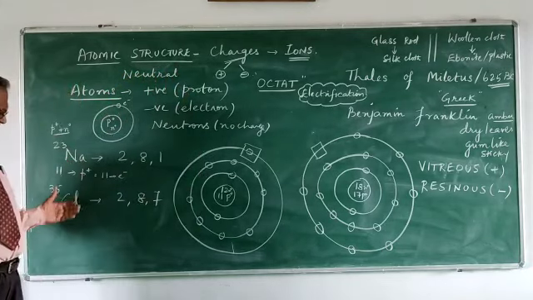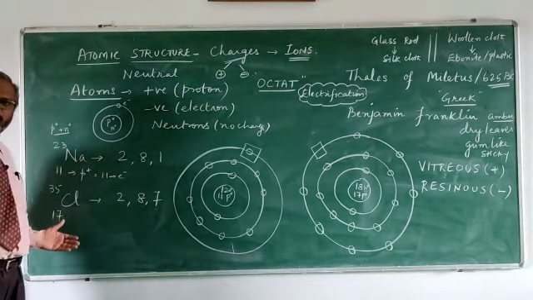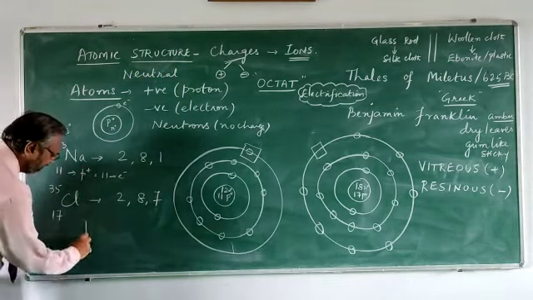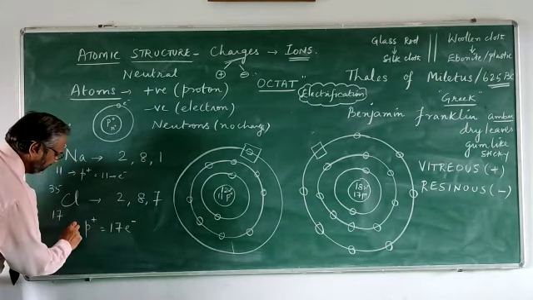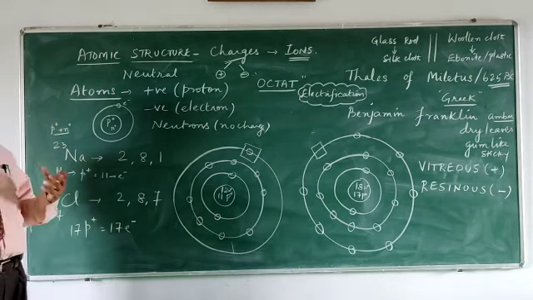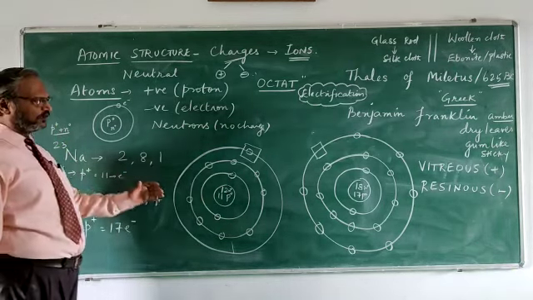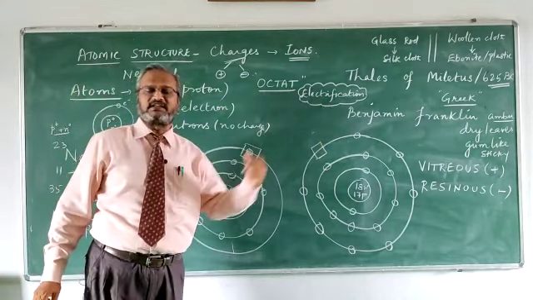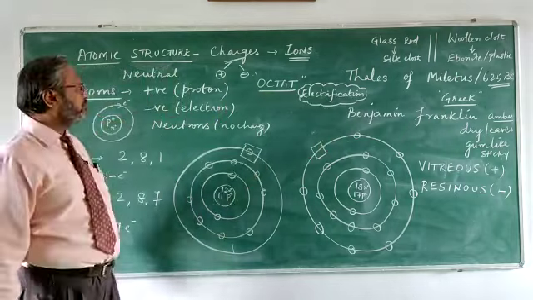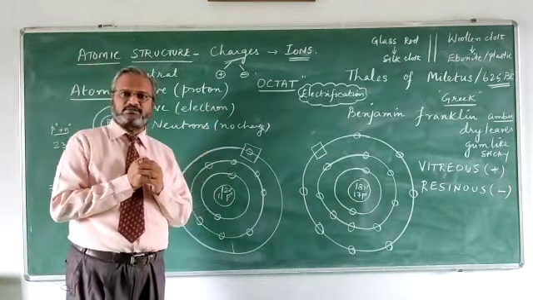Now let us take another example of chlorine. Chlorine has 17 protons, which means it has 17 electrons. That means the atom is electrically neutral. Now what I want to do is make the atom into a charged particle. So how can I charge it? When I charge it, the atom will become an ion.